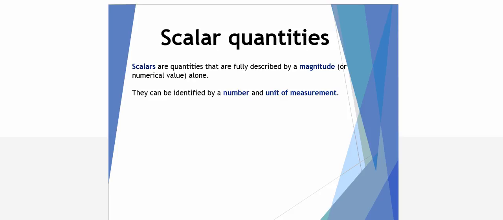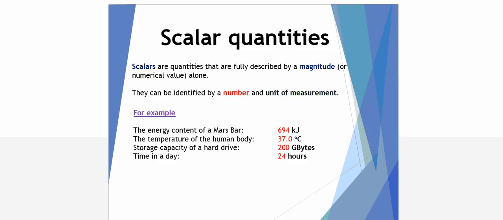Scalar quantities are measurable quantities that are described by magnitude and also a unit of measurement. So for example, a Mars bar's energy content is 694, that's our number, kilojoules, the unit of measurement. Likewise, the temperature of the human body is 37, that's our number, degrees Celsius as a unit of measurement, and so forth. A lot of quantities are, in fact, scalar quantities.